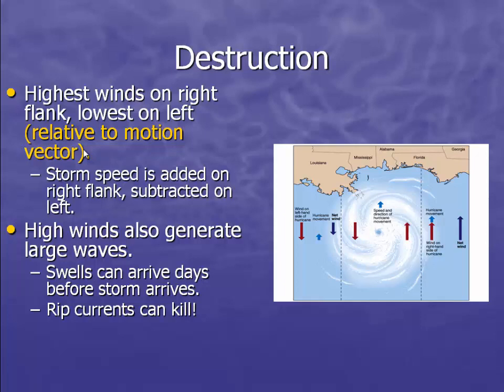Hurricanes can also generate rip currents. They can suck you out if you're not a good swimmer, or even if you are a good swimmer. These large waves can arrive days before the hurricane reaches your location. Oftentimes, there are several fatalities with each landfalling hurricane due to the fact that rip currents can kill people.